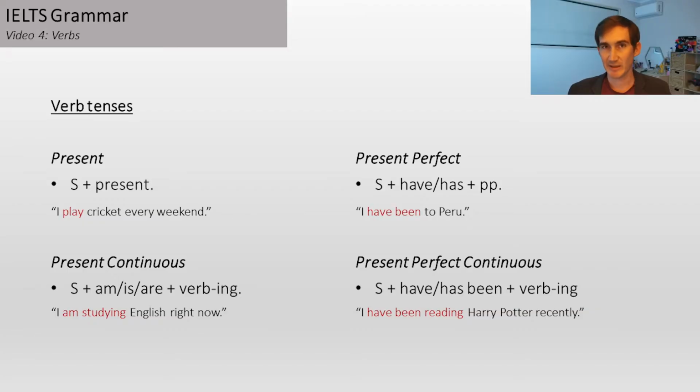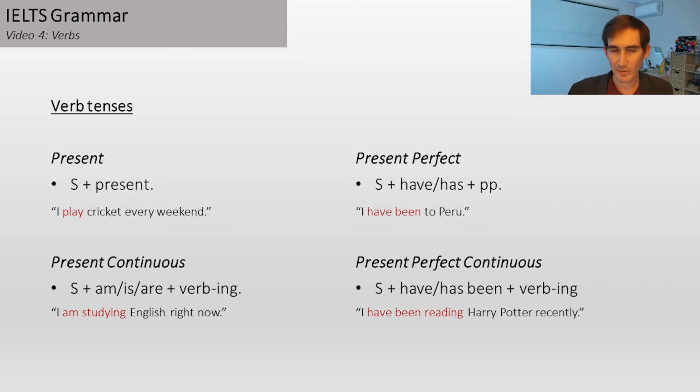Speaking of tenses, there are 12 tenses in English. There are 4 present tenses, 4 past tenses, and 4 future tenses. Here are the present ones for you. Now, the important thing to remember here is the structure, and I've given you a simple example as well to help you see how it works.